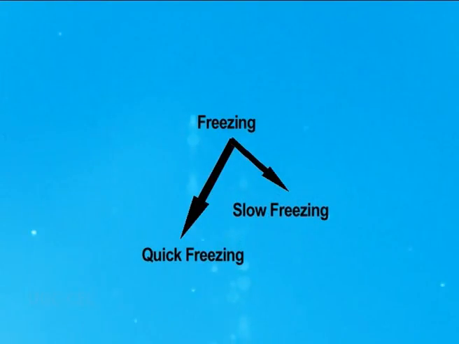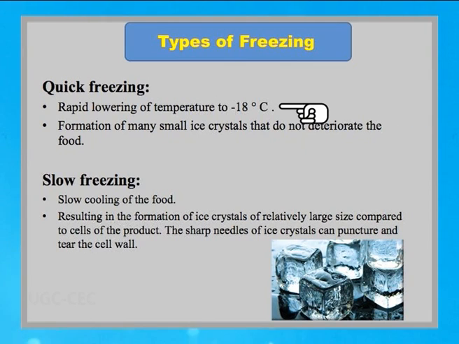There are two different types of freezing method. One is called quick freezing and the other one is called slow freezing. What is the difference between the two? In quick freezing, we rapidly cool down the food material which is going to be preserved to a temperature of minus 18 degrees Celsius. Now this rapid cooling leads to the formation of small ice crystals which do not deteriorate the food product. However, in the case of slow cooling, which is practiced in our refrigerators, the food item is slowly subjected to the low temperature. As a result, there is formation of large ice crystals which ultimately puncture the cells and therefore deterioration of the food item takes place.